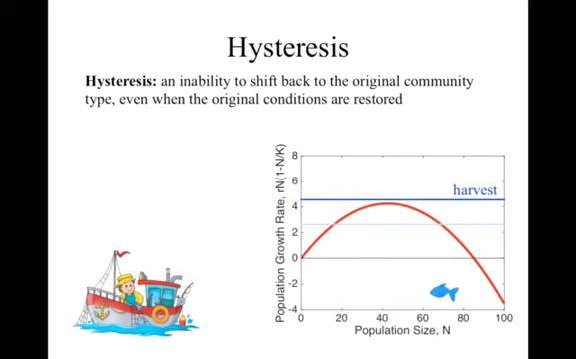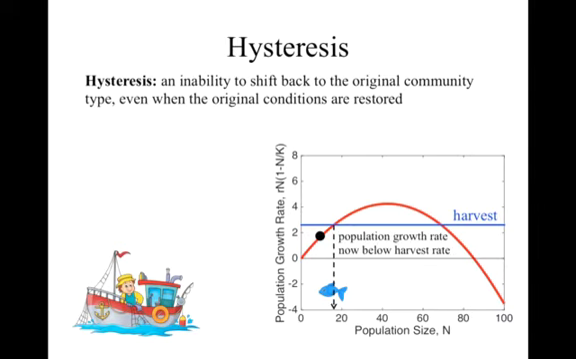And then he fishes a lot more and the fish population plummets, and he says, uh-oh, what have I done? And he goes back to the original harvest level. He returns to the original conditions, but it turns out now the fish population is so low that he can't harvest at that rate and still get the population back to 68. The population does not return to its original state, even though he's returned to the original harvest condition.